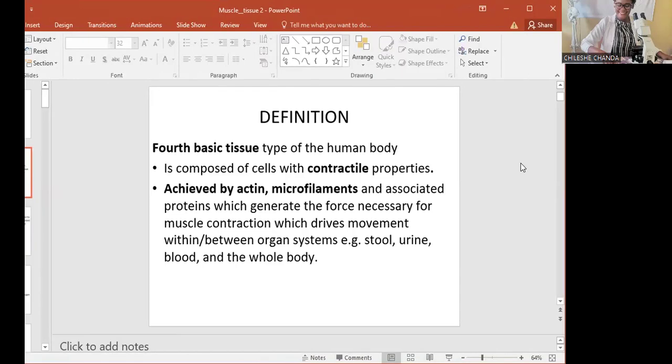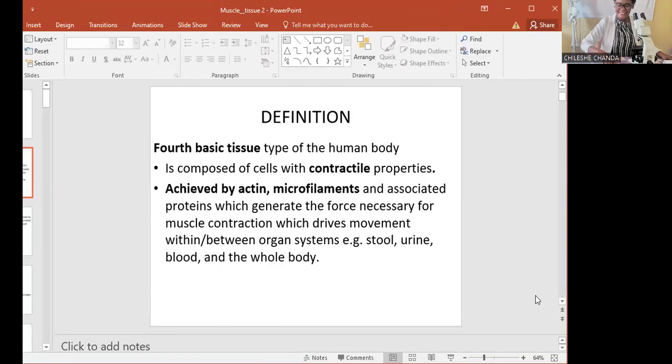So today we are going to look at muscle tissue. Muscle tissue is one of the four basic tissue types, and its function is for movement. It has contractile properties, meaning it can contract and relax.